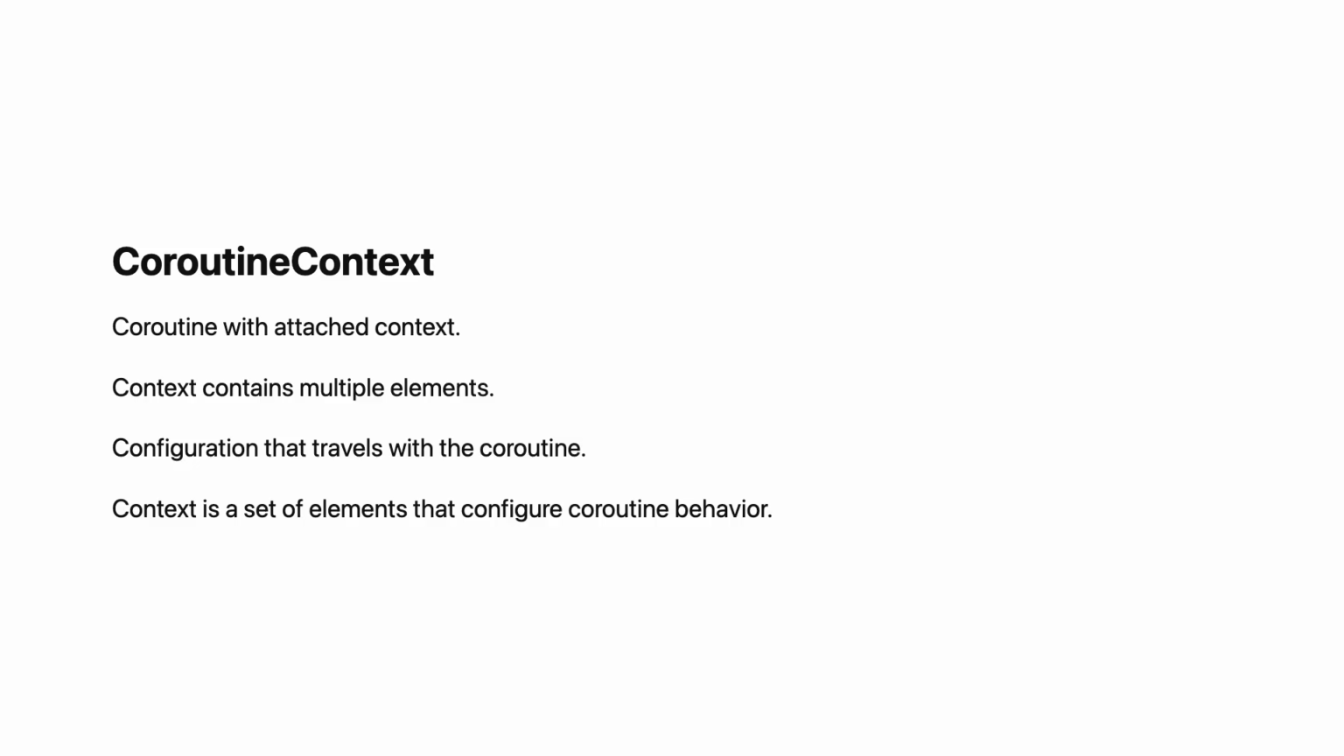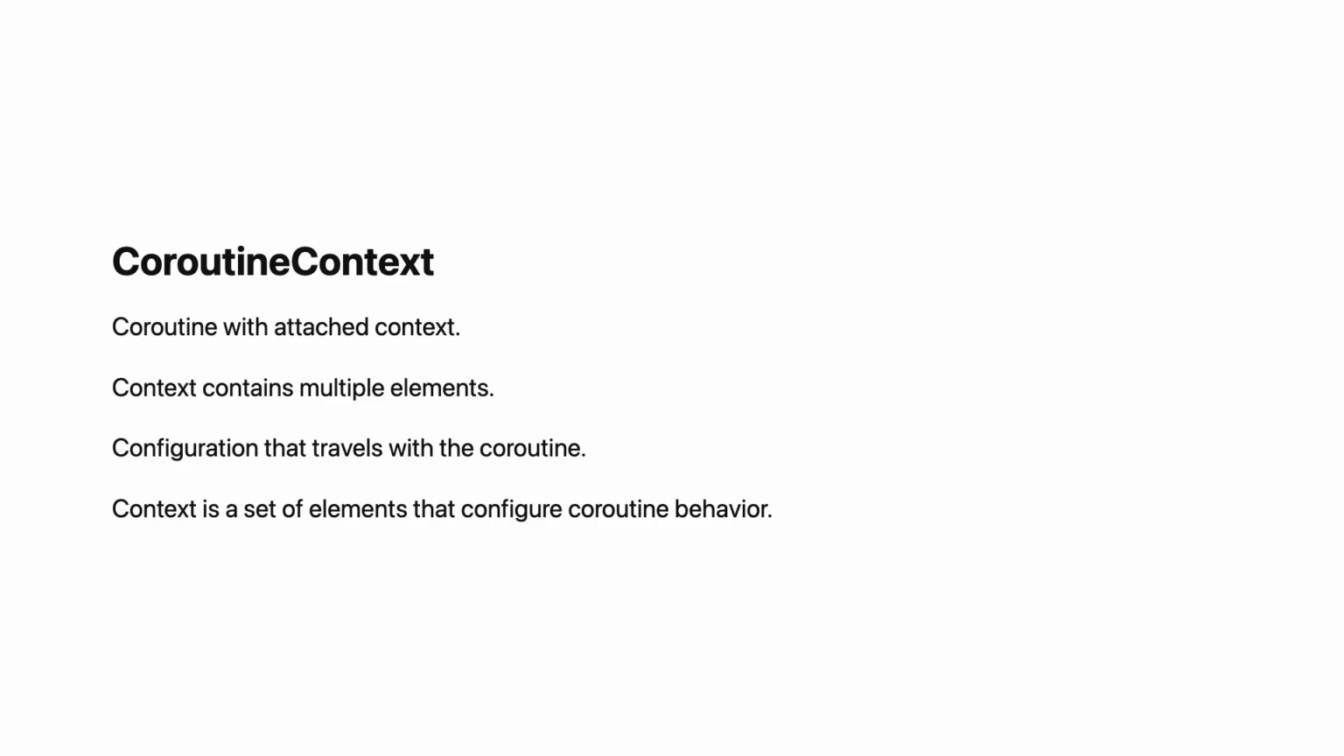Context is immutable. You do not modify a context. You create a new context by combining elements. The context travels with the coroutine. When you launch a child coroutine, it inherits context from its parent.